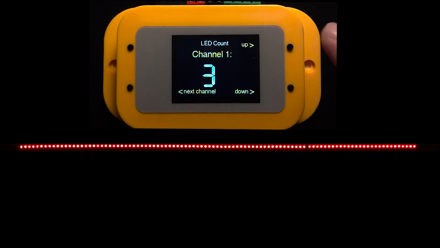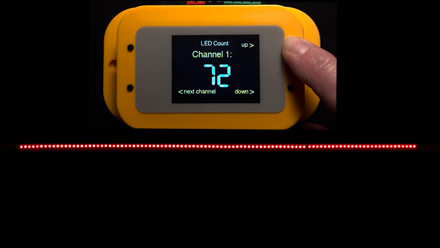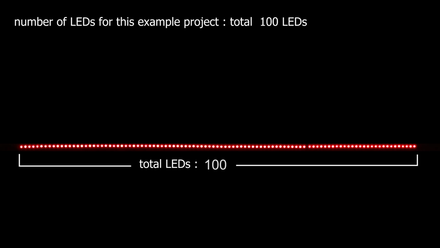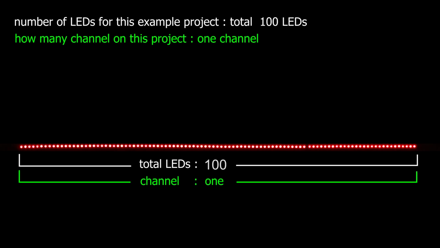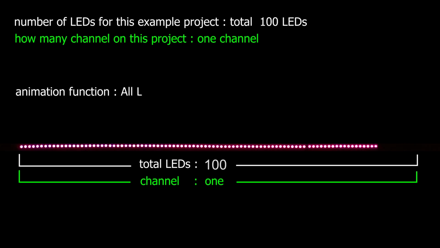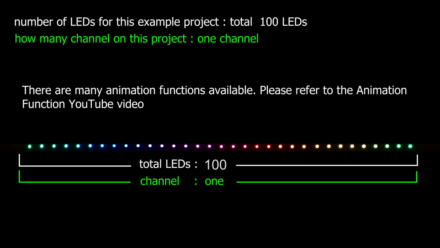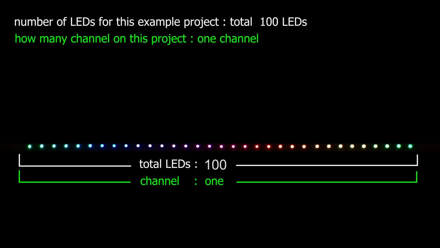For the purpose of this explanation, we will assume that the LED Neon project contains a total of 100 LEDs. First, let's focus on a single channel. For this explanation, we will assume that one channel contains 100 LEDs. The NXC300 device includes a variety of animation functions. These functions allow you to control each channel, turning it on or off, applying fade-in and fade-out effects, selecting colors, running sequential on-off patterns from left to right, adjusting speed, and more. Please refer to the animation function YouTube video.